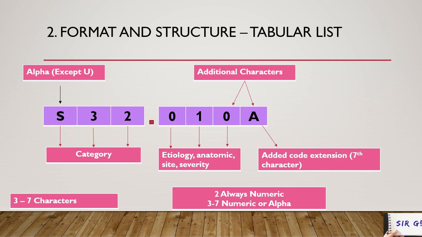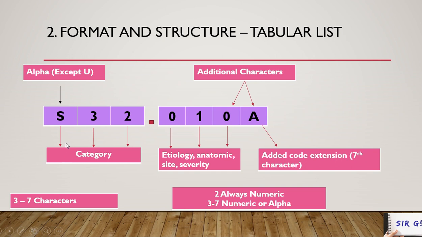Okay, so you have your alphabets from A to Z except for the letter U, followed by a number, and a third character, which is also a number. Right after the third character you have your period, or your dot. So this is the format most of the time. After the 3 characters, it's always followed by a dot, and then by your 4, 5, 6, or even 7 characters. So your code is usually 3 to 7 characters. Okay, and the 2nd is always numeric, while 3 to 7 is usually numeric or alpha.